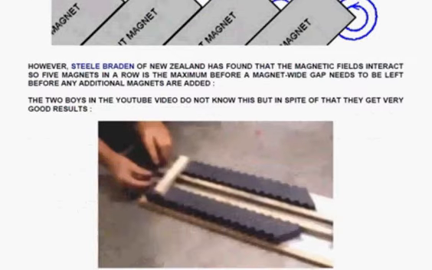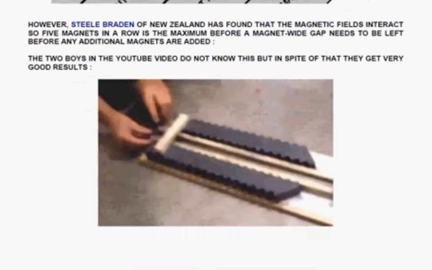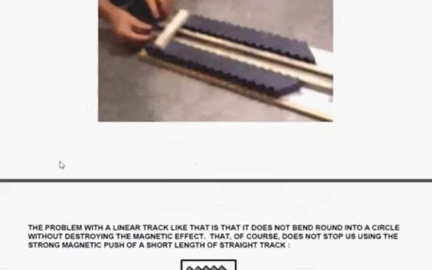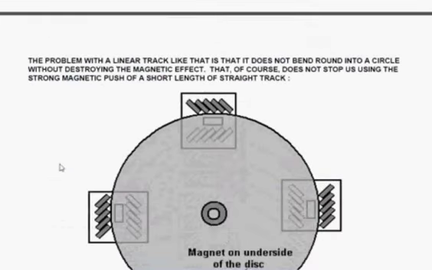There are 2 boys on a YouTube video in the web. They didn't know this, but in spite of that, they got very good results with a row of magnets angled at 45 degrees. Now, the thing is, with a linear magnetic track like that, you can't bend it round into a circle without destroying the magnetic effect. That, of course, doesn't stop us using the strong magnetic push of a short length of straight track.